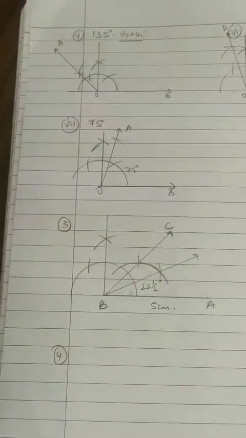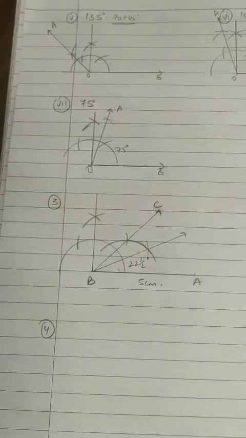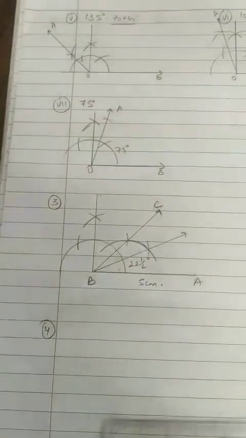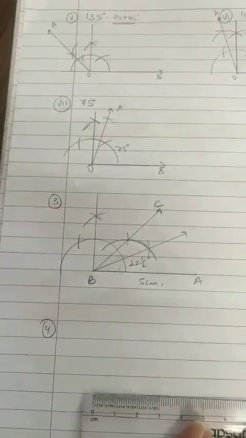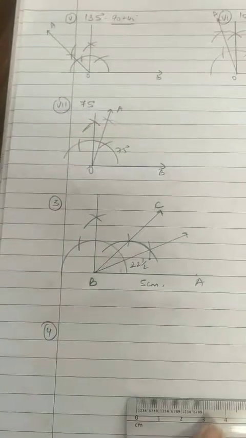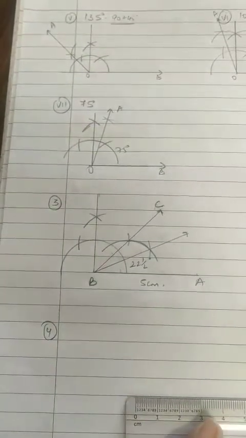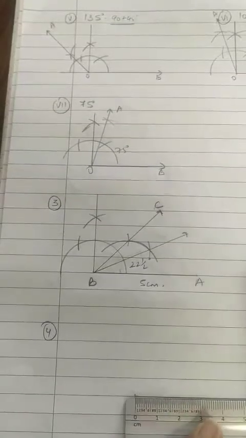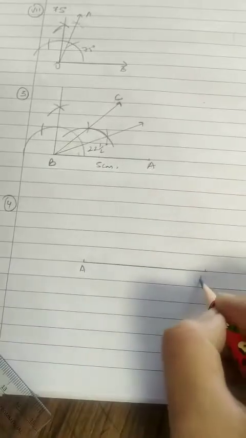Next, children, question number 4. Draw a line segment 6 centimeter. So draw line segment 6 centimeter over here. Here I have drawn the line 6 centimeter. This is the 6 centimeter line. This is A and this is B.